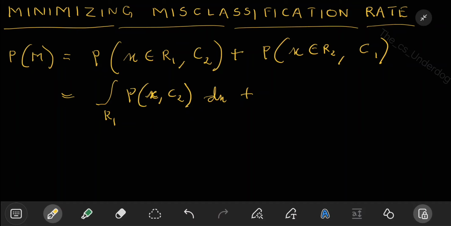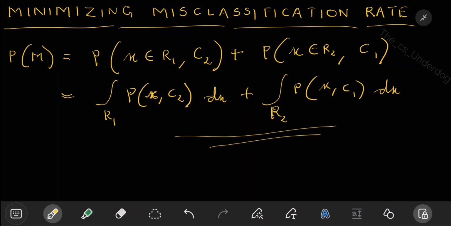Plus, what is the other kind of mistake? Integrate over all R2, P of X, C1 dx, right? This is the case in which the point actually belongs to region R2 and I am assigning it into C1. So what is R1 and R2? R1 is the region where it is supposed to be in C1, but here I am assigning to C2, which is a mistake. Similarly here also. So this is what you have to minimize. Till this point it is clear.